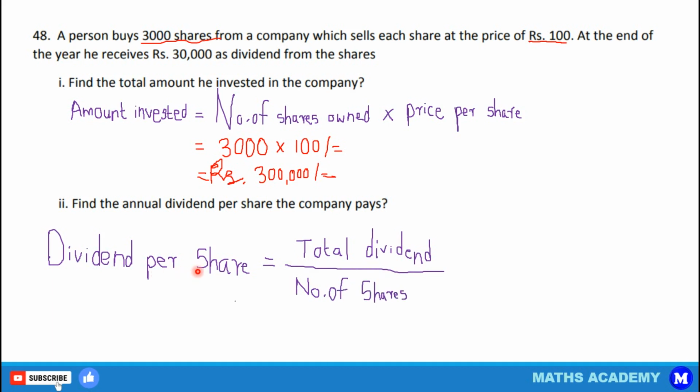Dividend per share equals total dividend that the company has paid this person divided by the number of shares this person has owned in this company. So total dividend that this person has received is 30,000 and the number of shares is 3,000. So the annual dividend per share that the company has paid this person is rupees 10. So total amount invested in this company is 300,000 and the annual dividend per share this company has paid is 10 rupees. So I hope you understood it. With that, let's move on to the next slide.